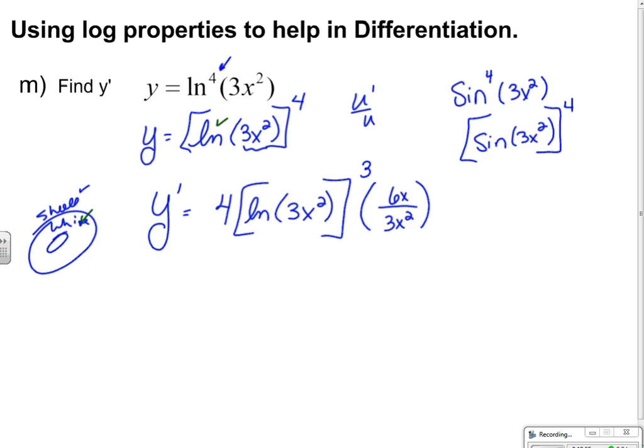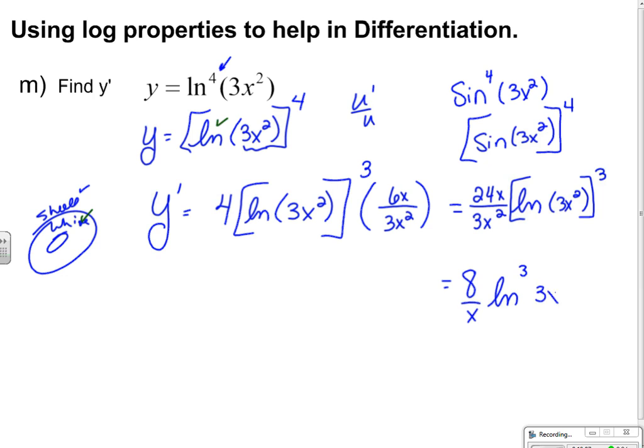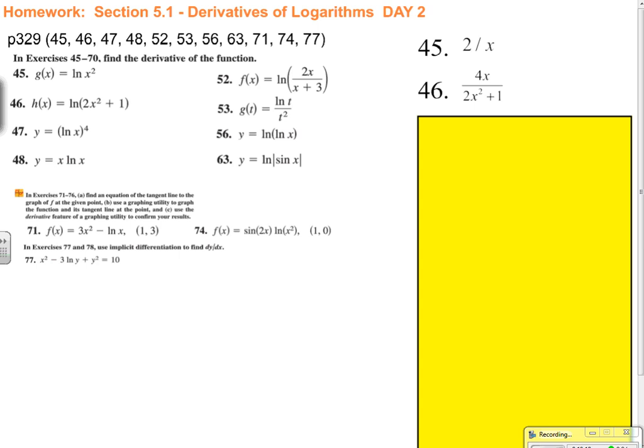Okay, so simplifying, let's take the 4 times the 6x and get 24x over 3x squared. I see some simplifying there, don't you? Multiplied by natural log 3x squared, all raised to the 3rd power. And then simplify that, that's going to look like 8 over x, natural log, you could put your 3 back there if you wish, 3x squared. And that takes us to the end, which I think we have a worksheet that's going to follow.